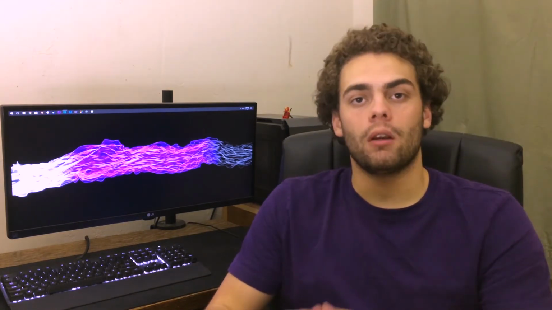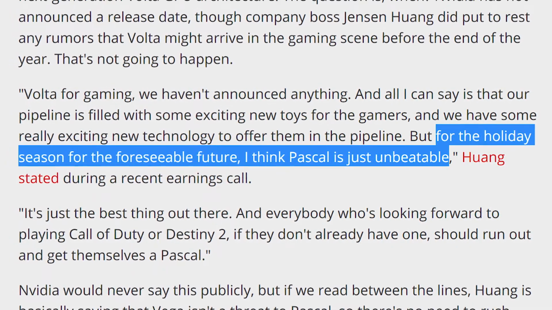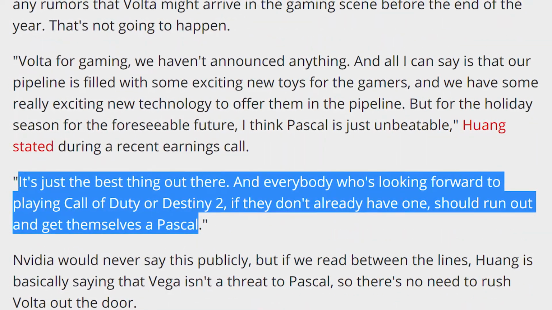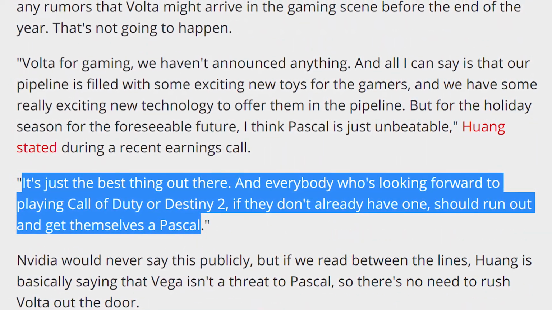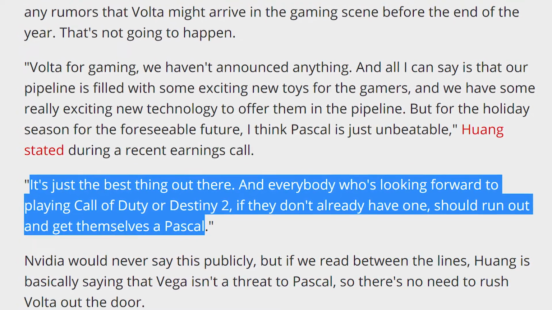Nvidia's president and CEO, Jensen Huang, even said, "For the holiday season for the foreseeable future, I think Pascal is just unbeatable. It's just the best thing out there, and everybody who's looking forward to playing Call of Duty or Destiny 2, if they don't already have one, should run out and get themselves a Pascal."